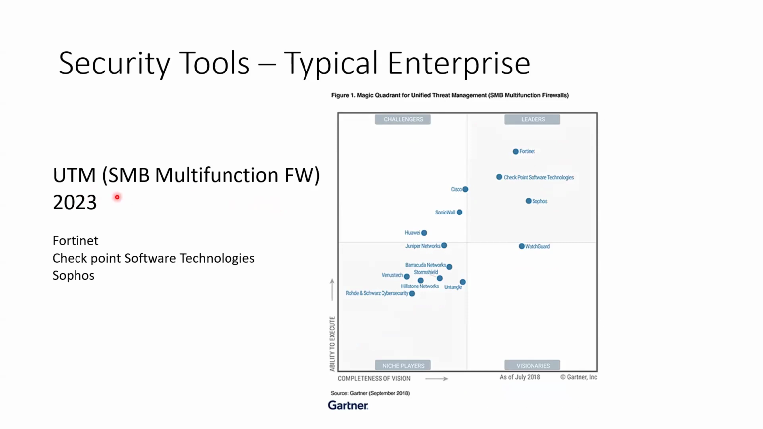It provides information threat monitoring. It removes malware and protects the infrastructure. So for medium and small companies, a unified threat management system is the best solution. Among them, Fortinet is at the top position. Then come Checkpoint Software Technologies and Sophos. And this report is Gartner's September 2018 report.